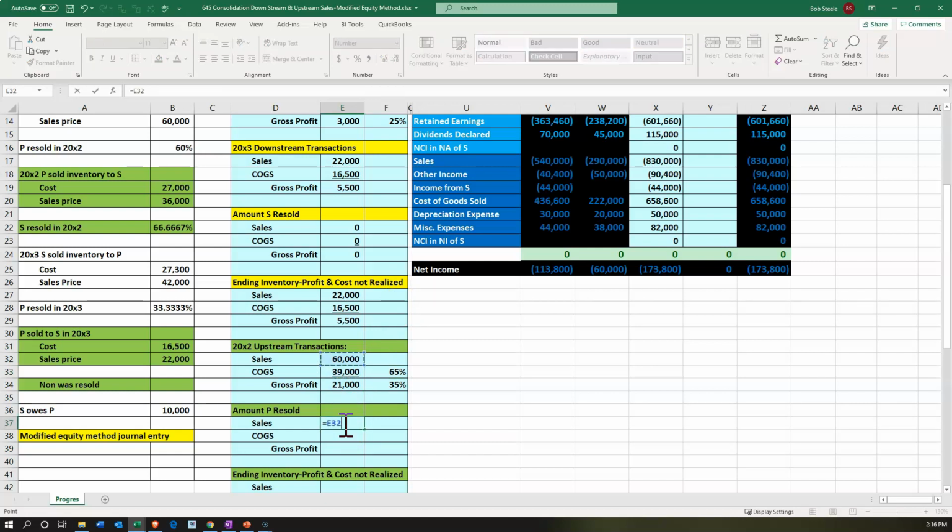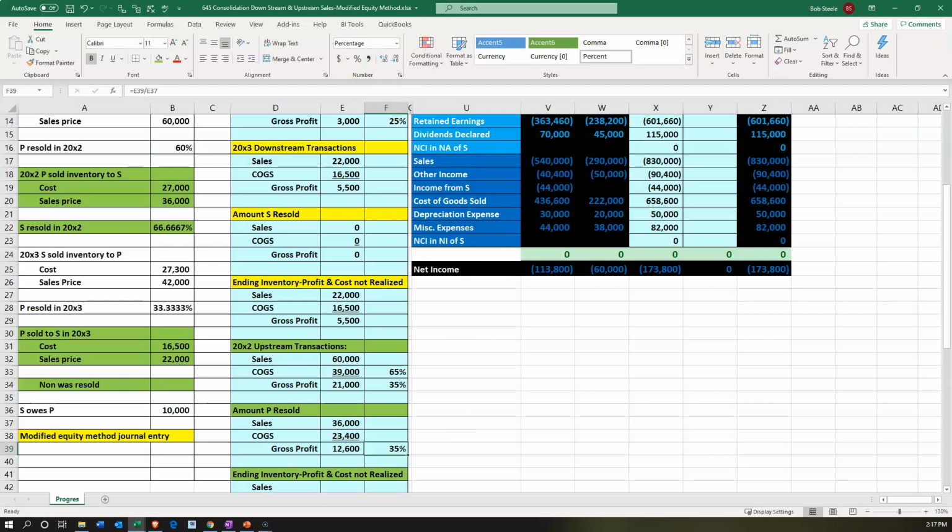All right, well, how much of those have been resold? Of that 60,000 on the sales side, we're saying 60% was resold. If I multiply this times the cost of goods sold percent, 65%, and subtract that out, then we have the gross profit of the resold amount. Let's see if we have the same percentage just to check that out. It should be at the 35% there, you would think. So I'm going to say, all right, that looks good.